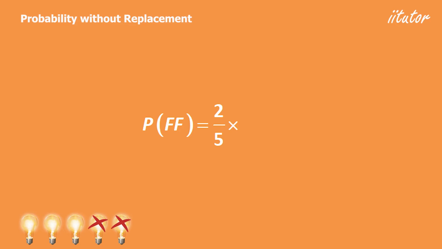Now for the second one, I know there's only one faulty globe left, so it's going to subtract 1 from 2 to get 1. And then out of 5, I have one less globe to choose from, so I have 4. So I'm simply subtracting 1 from both top and bottom, and simplify to get 1 on 10.